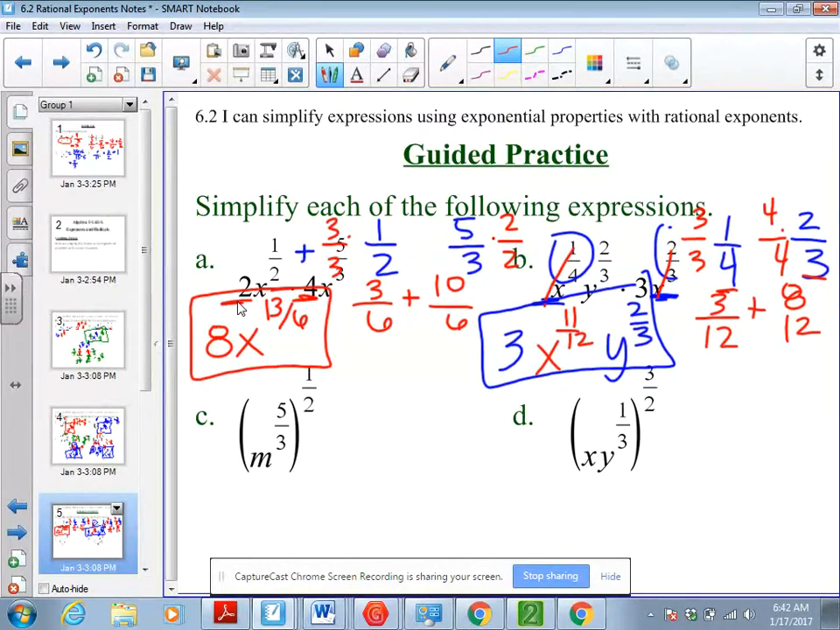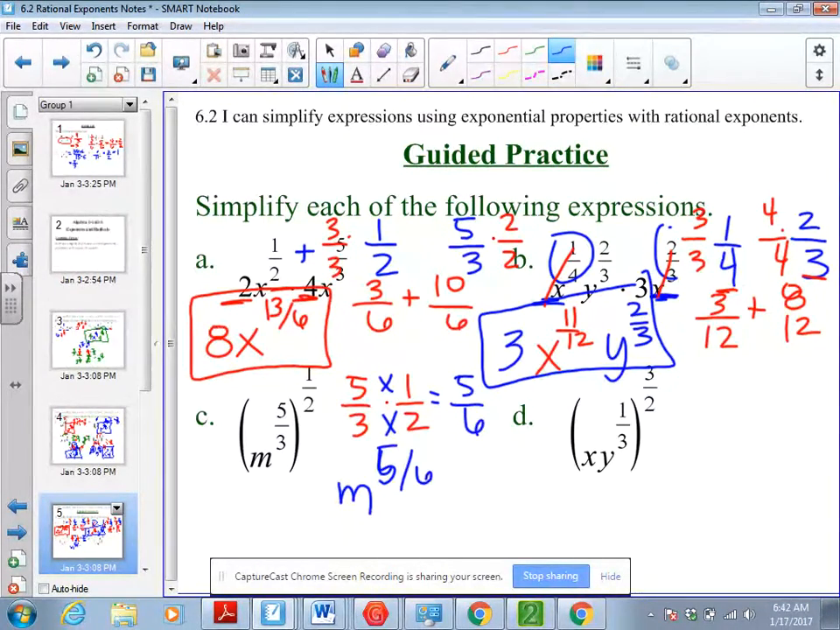All right, example C. I'm doing power to a power property, which we know means we multiply the exponents. So I'm just going to take 5/3 times 1/2. Remember, when you multiply, you do not need a common denominator. Multiply straight across. It's going to become 5 over 6. And that is my answer.